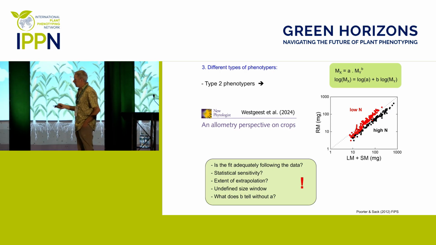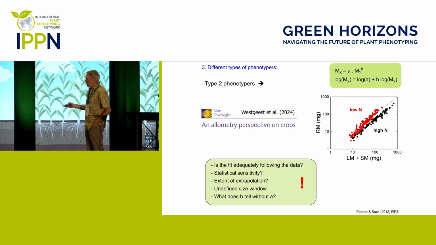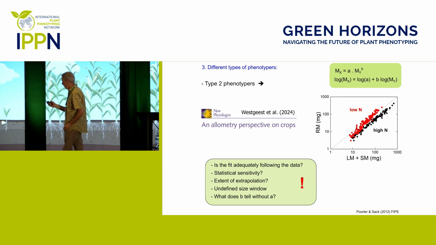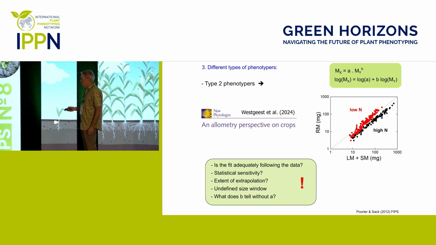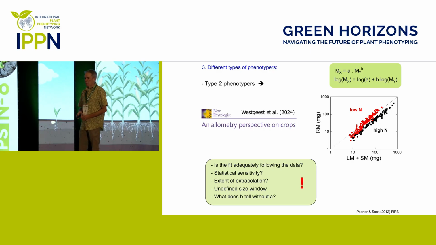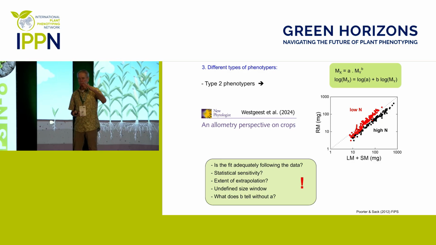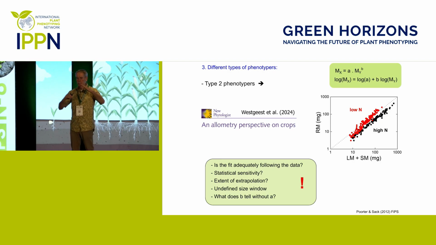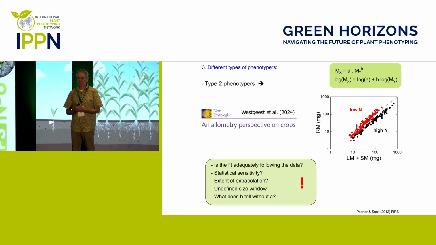First, the question is, does the fit adequately follow the data? How about the statistical sensitivity if you compare the slopes of these two lines? To what extent is it extrapolation of the data? There is no definition of the size window. And in the end, what does the slope B tell us if we don't know anything about A? So actually, you should consider both the A and the B. And if you want to know whether there really is a difference in allocation, and you find a difference in A, but you also find a difference in B, it could be that the allocation is exactly the same, right?